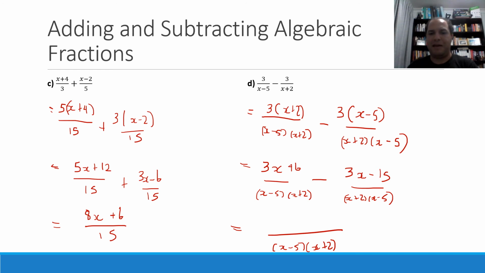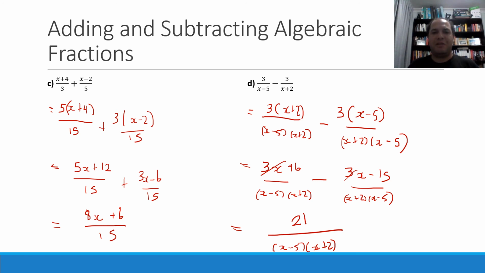Now putting those together, our denominator is x minus 5, x plus 2, and in our numerator we'll have 3x minus 3x, so those will just cancel each other out. And then 6 subtract negative 15. Subtracting a negative is the same as adding, so that'll be 6 plus 15, 21. And there's our simplified fraction.